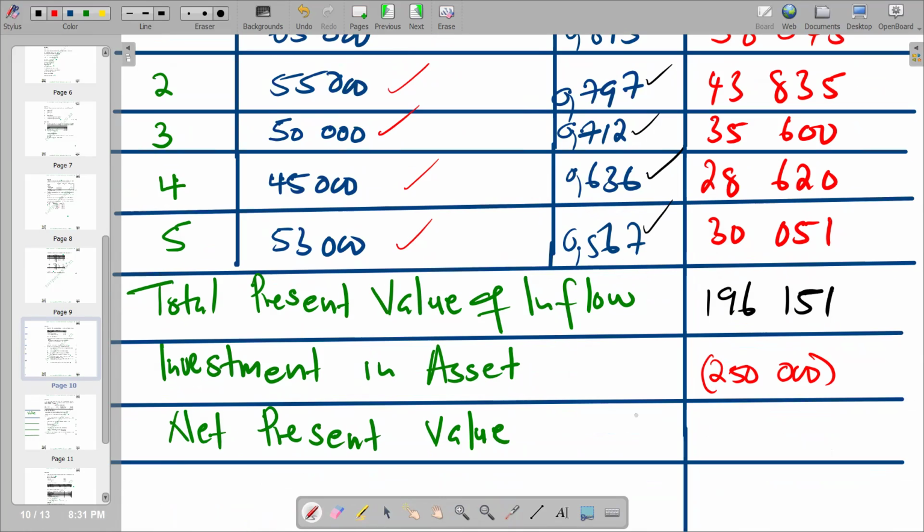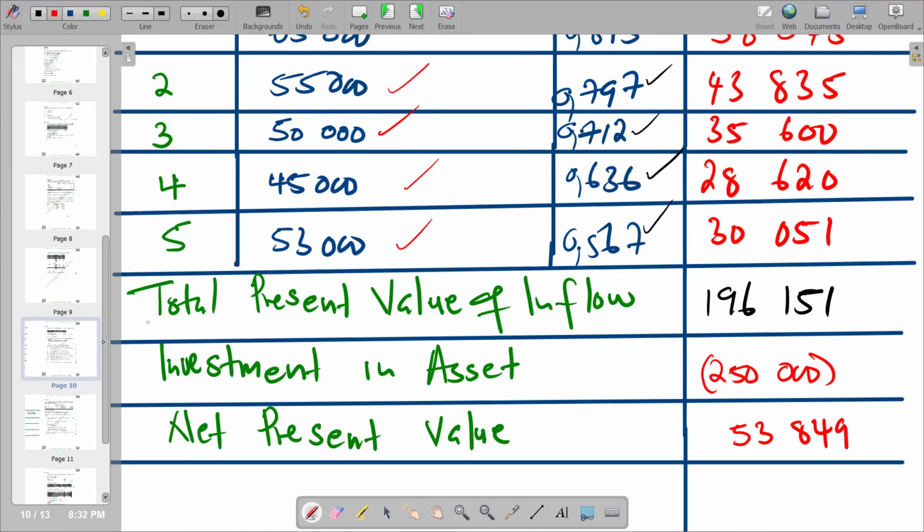To get the net present value, we take the total present value plus the investment in asset. Since the investment is negative, we are saying 196,151 minus 250,000, and then we get the net present value, which is 53,849. So this becomes the net present value of machine TX.